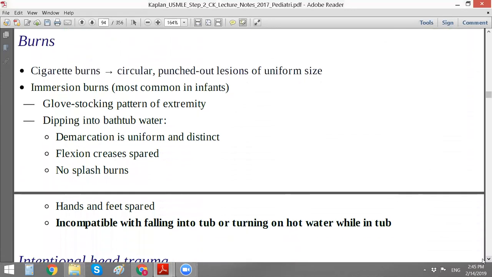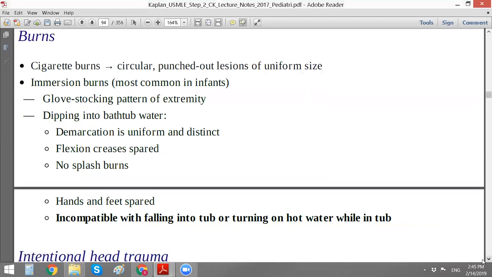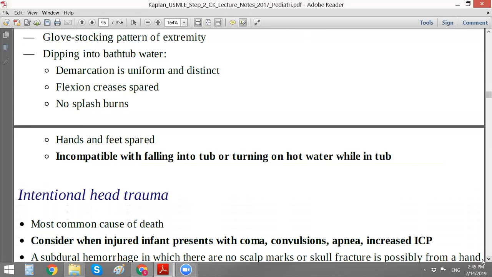Cigarette burns are circular punched-out lesions of uniform size. Immersion burns are most common in infants, with a glove-stocking pattern from dipping into a bathtub. The demarcation is uniform and distinct, and flexion creases are spared. There are no splash burns. Hands and feet are spared, which is incompatible with falling into a tub or turning on hot water while in the tub, since first the feet or hands would burn. So this is incompatible, like someone is just putting the child in hot water.